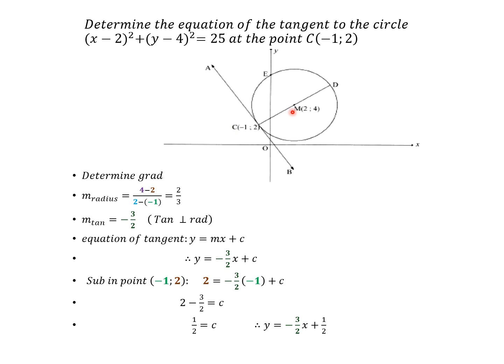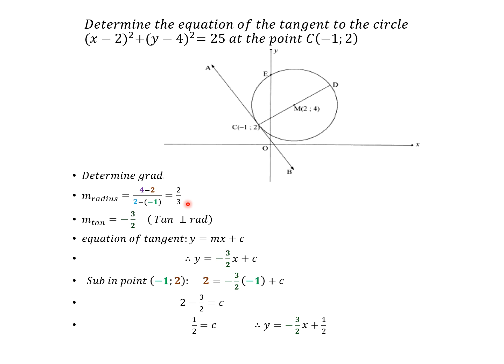So again, I need to get the gradient of the radius CM. I had a blank moment there, my apologies. So gradient of the radius would become 4 minus 2, the two y values, and then 2 minus minus 1. So 4 minus 2 gives me 2, and 2 plus 1 would give me 3. So my gradient of my radius is 2 over 3.